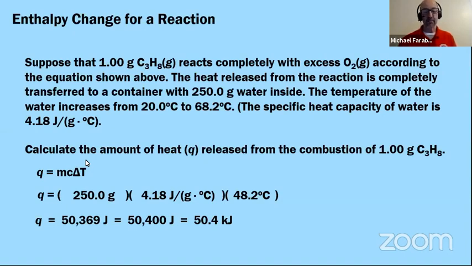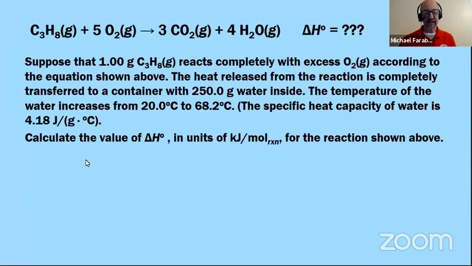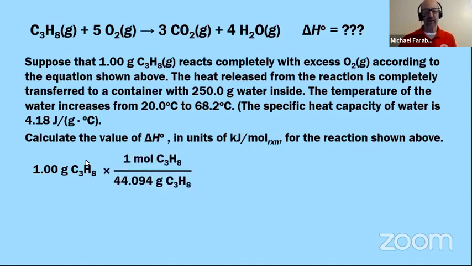Let's convert that into moles. So for the delta H, let's convert grams of propane into moles. And I did the conversion using C3H8, so 3 times the molar mass of carbon and 8 times the molar mass of hydrogen gives me 44.094. I'm not done yet, but that is my first step, is to convert grams to moles.